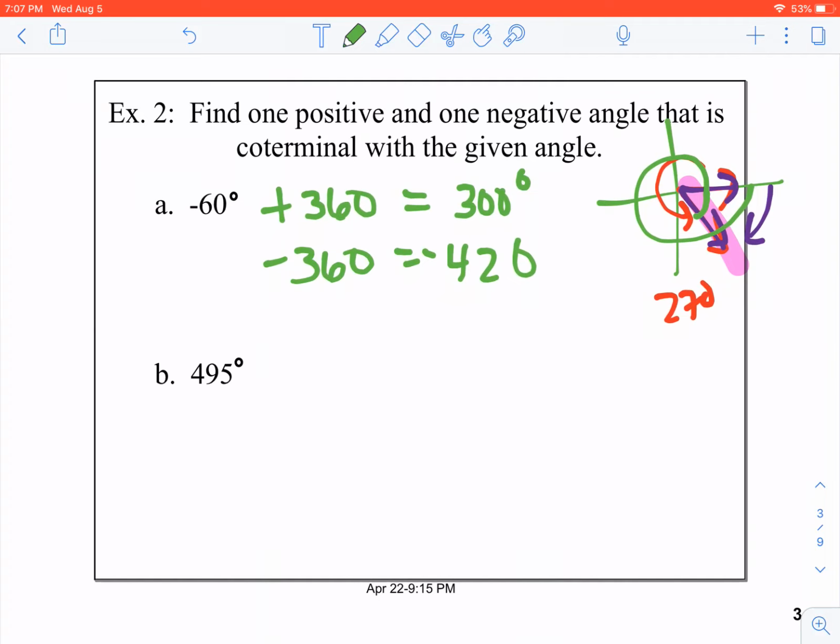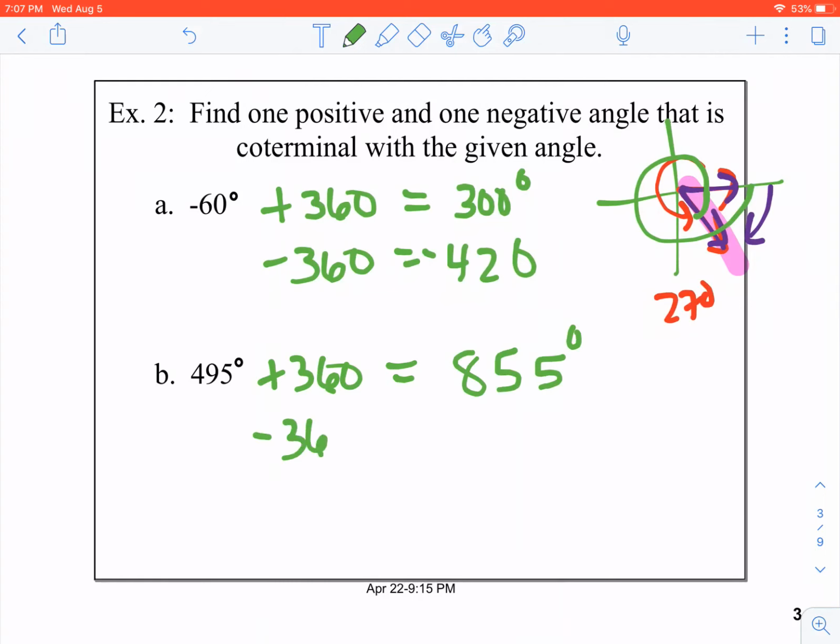495. Here is kind of the issue on this one. There could be a multitude of answers. You are welcome to add 360. There's nothing wrong with that strategy. We were going to get, what, 855 degrees if I did my math right. Let's double check that. 0 and 5 is 5. 6 and 9 is 15. Carry the 1, 7, and 8. There we go. You guys, that is a valid answer.